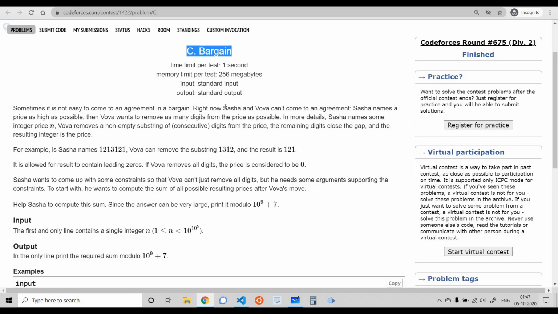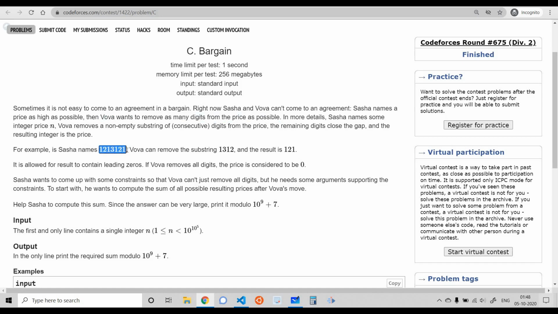Right now Sasha and Vova cannot come to an agreement. Sasha names a price as high as possible, which is n, and then Vova wants to remove as many digits from the price as possible. In more detail, Sasha names some integer n, and Vova removes a non-empty substring, which means consecutive digits, from the price. The remaining digits close the gap and the resulting integer is the price.